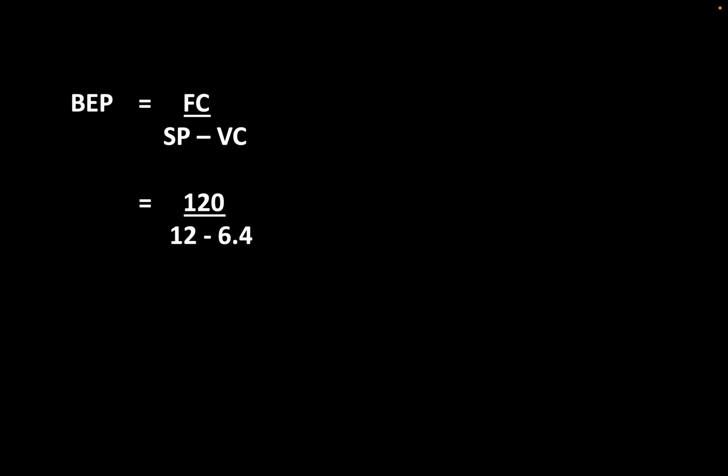The new fixed cost is 120, selling price is 12, and the variable cost is $6.40. That gives us 120 on 5.6, and that tells us that we need to sell 21.4 candles in order to break even. And I wanted to use an example with a decimal in there just to make this important point. A lot of people might be used to rounding up and rounding down and looking at that and saying, well, we'll round that down to 21.